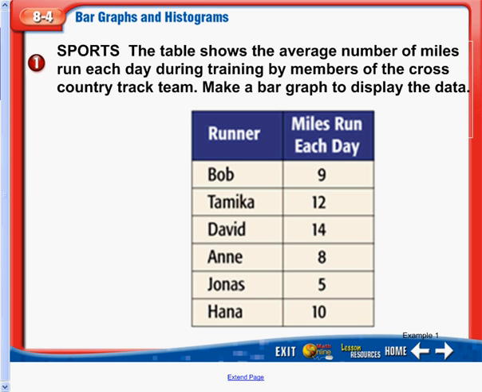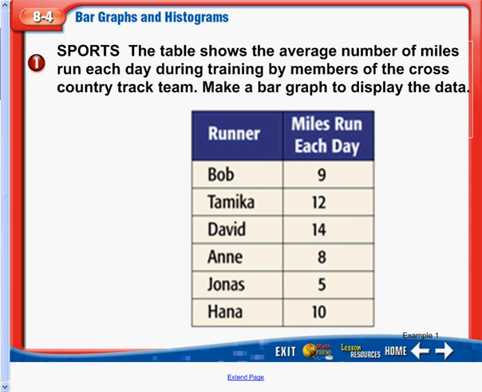Our first example here is sports. The table shows the average number of miles run each day during training by members of a cross-country track team. Make a bar graph to display the data. So we have our table here. We're going to do our bar graph on this paper here. So I'm just taking a peek at the data here. We see Bob ran 9 miles a day, Tamika 12, David 14.